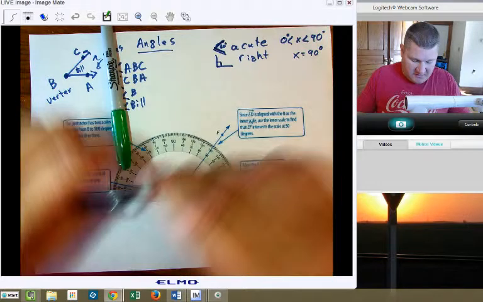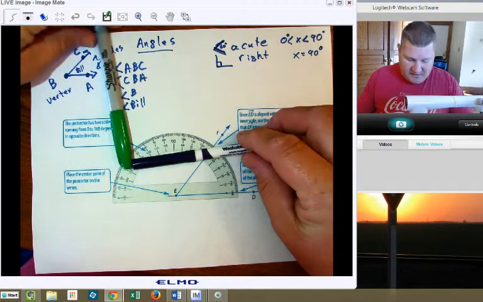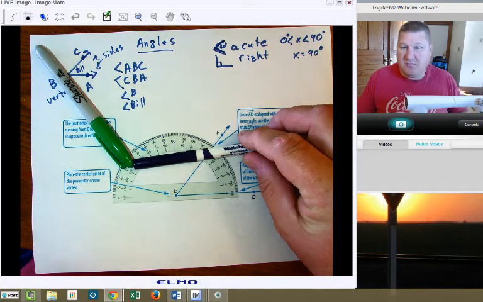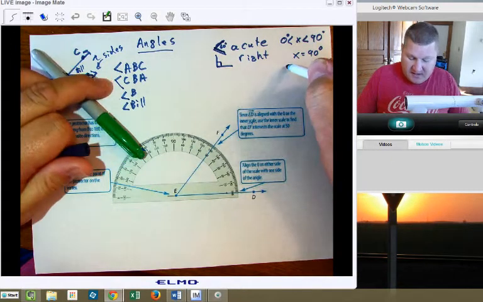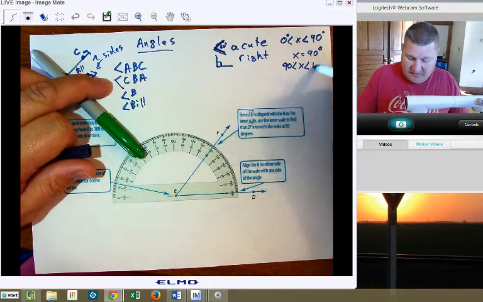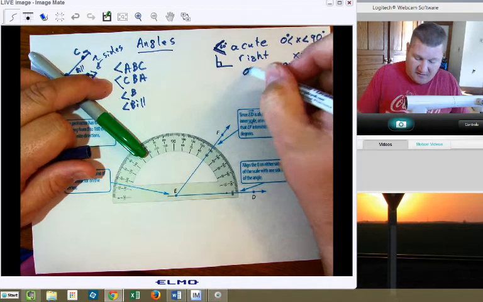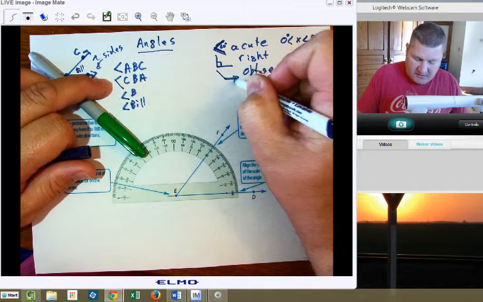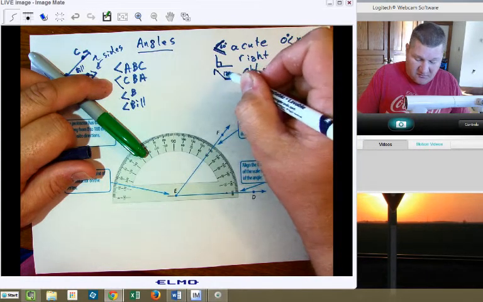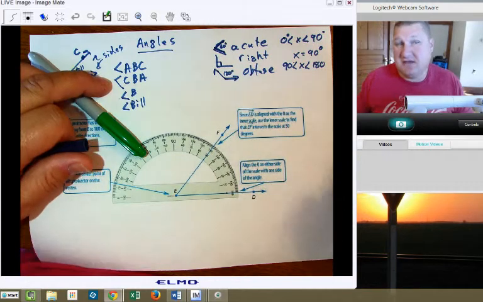Now, if you go bigger than that, go from a 90, and let's go maybe somewhere in this ballpark. Now we're talking bigger than 90, but less than 180. That is obtuse. And so it's going to look like this. Maybe it's 120. We don't know, but that would be an example.